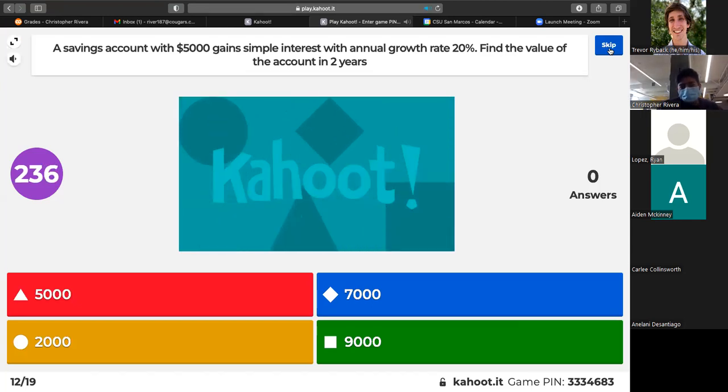So this one's asking: a savings account with $5,000 gains simple interest with an annual growth rate of 20%. Find the value of the account in 2 years. So that word simple interest should give you a hint on what to do.